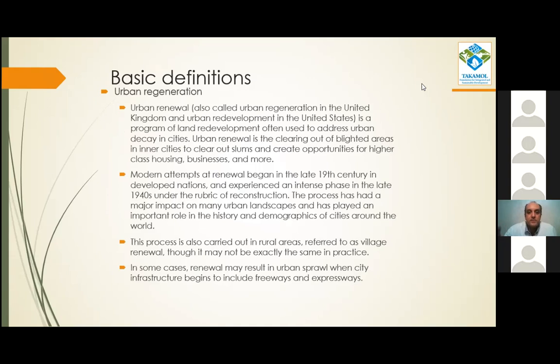And here we define urban regeneration or urban renewal as a program of land redevelopment, often used to address urban decay in cities. It is about clearing out blighted areas in inner cities, to clear out slums and create opportunities for higher class housing, businesses or more. So you can find this definition about urban renewal, but what I'm trying to highlight here is a certain type of urban renewal that is dealing with informal areas or slums.